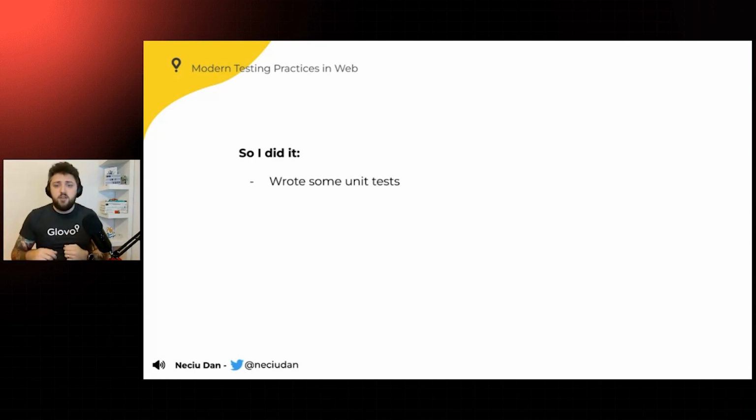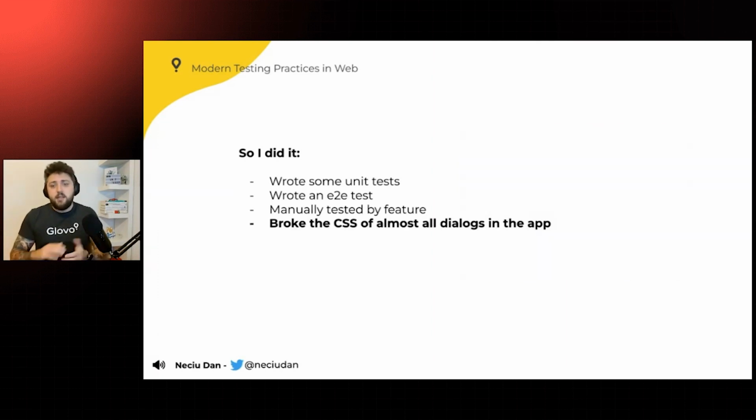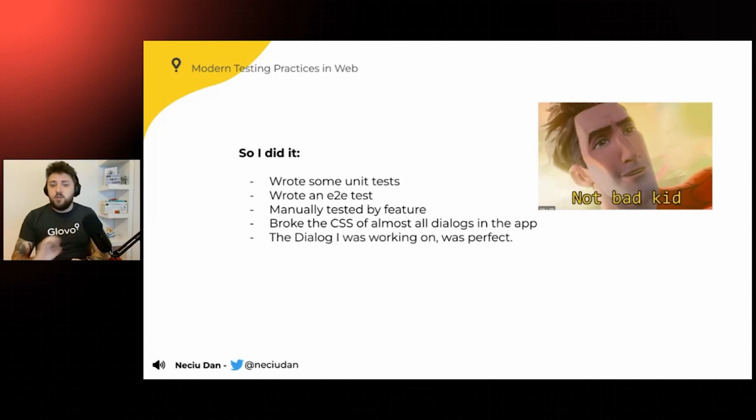I took my first feature. I wrote some unit tests. I wrote an end-to-end test. And then I manually tested my feature, of course, like we're supposed to do. And of course, what happened is I broke the CSS of almost all the dialogues in the application. But rest assured, the feature that I was working on was perfect. So job well done, in my point of view.